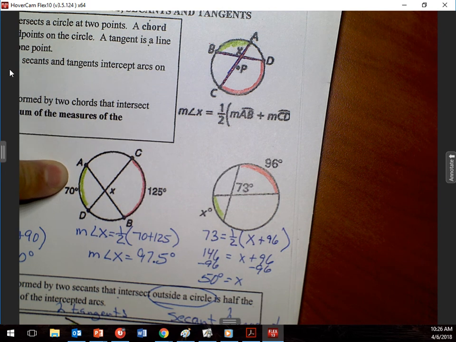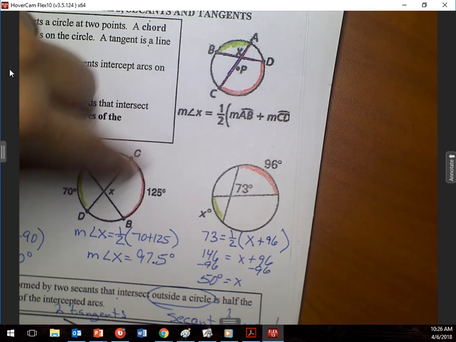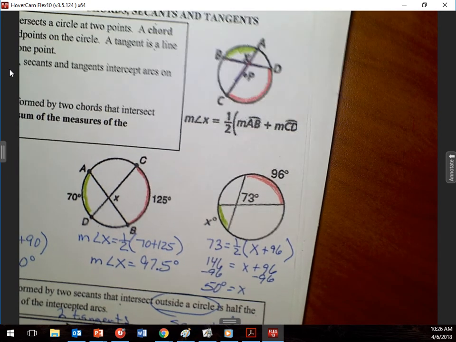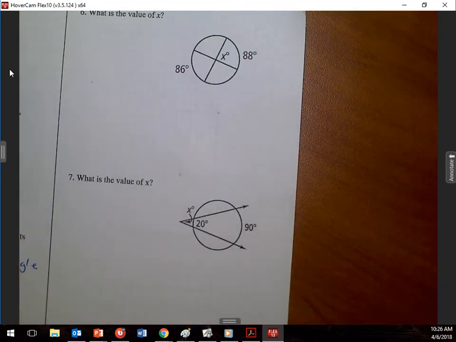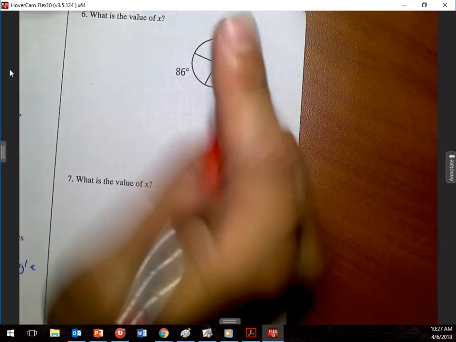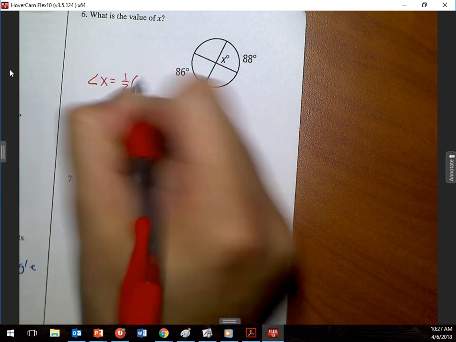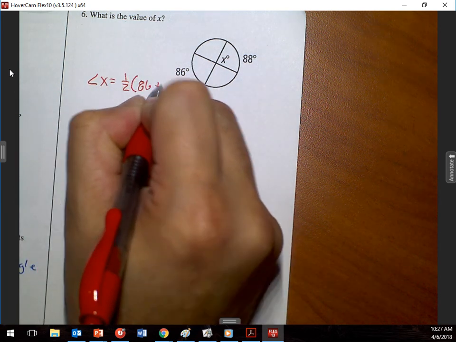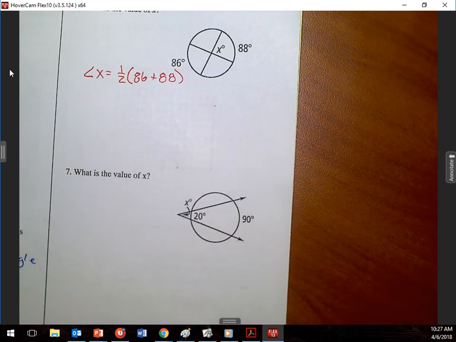So listen up real quick. Here's the formula that goes along with this. It's 1/2 my 2 arcs. So if I'm finding the angle on the inside, which is right here, this angle right here is 1/2. So angle x equals 1/2 of 86 plus 88. 174.